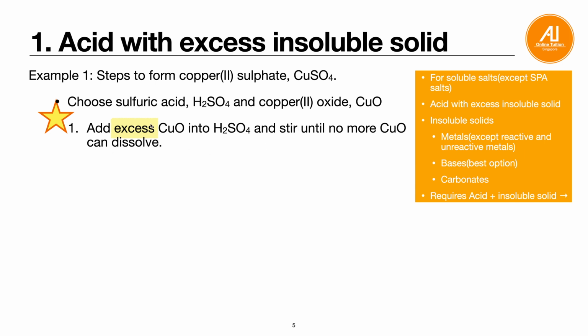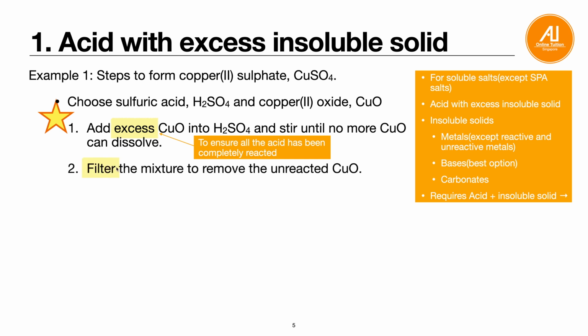Okay, so why do you add excess? Because you want to ensure all the sulfuric acid has been completely reacted, completely used up. So at the end of the reaction, there's no more excess sulfuric acid. That's your objective. So you will keep adding copper oxide until it's in excess.